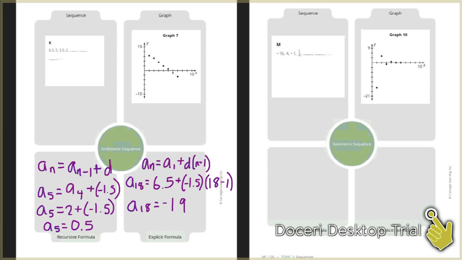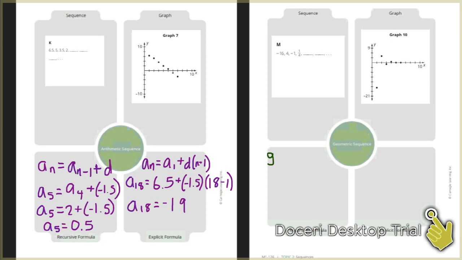Now over here, I chose the sequence M. It starts out negative 16, and then it's 4, negative 1, 1/4, and then you all finished it off, and you should have had negative 1/16, and then positive 1/32. So we're going to, again, write the explicit and recursive formula. Let's start with the recursive formula. This time it's geometric, so we need to make it a g instead of an a.